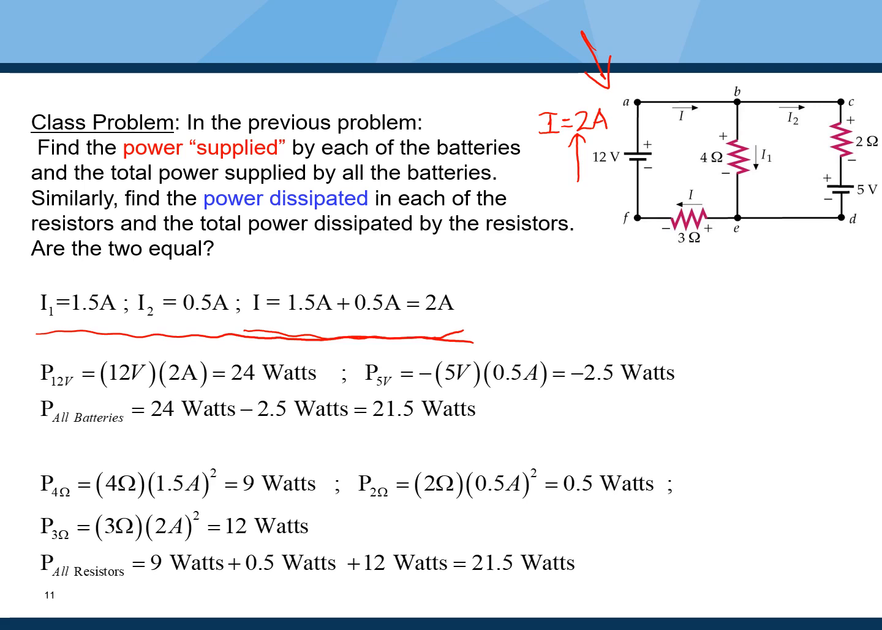So the power through a battery is just equal to its EMF, which in this case is 12 volts, times the current flowing through it, which is 2 amperes. And we see that the 12-volt battery is actually going to be supplying power to the circuit, and it supplies a total of 24 watts of power to the circuit.